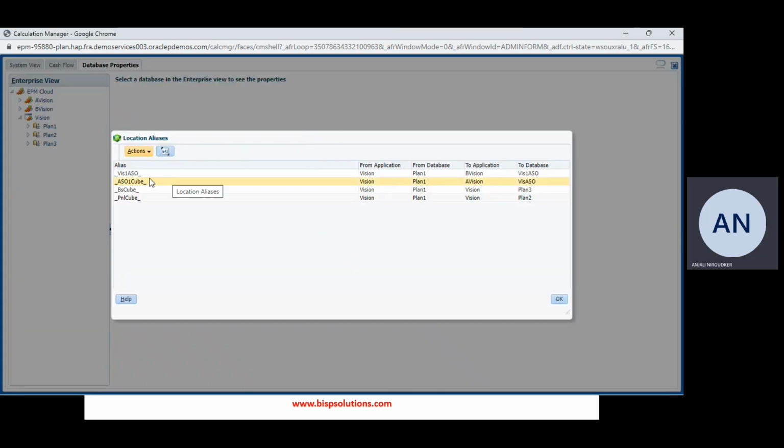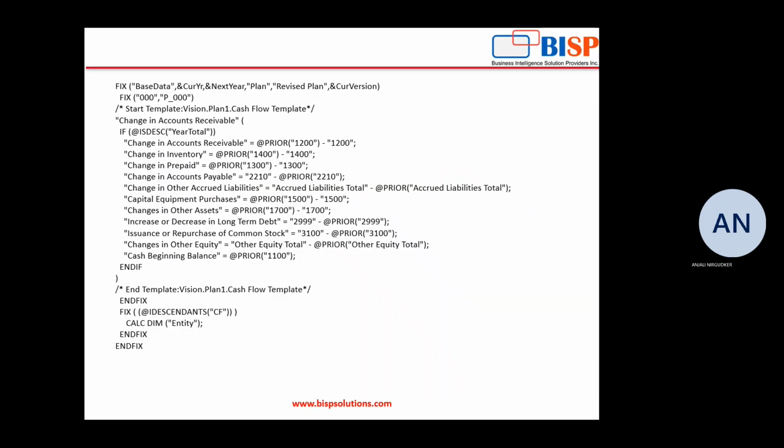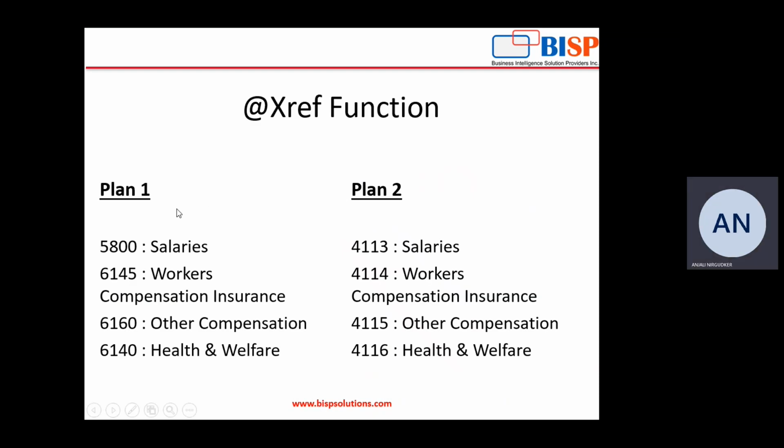As you can see here, these are the various aliases. What I'll be doing is using two cubes over here, Plan 1 and Plan 2. In Plan 1, I have the following accounts, and in Plan 2, I have the following accounts. I want to copy the data of these accounts from Plan 2 to accounts on the left hand side of Plan 1. So how do you do that?